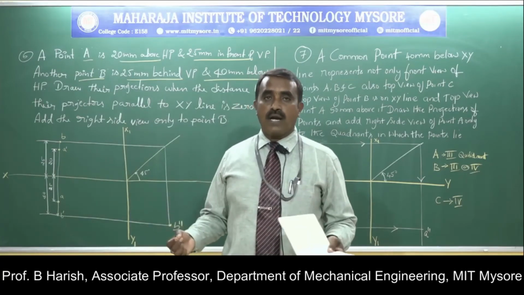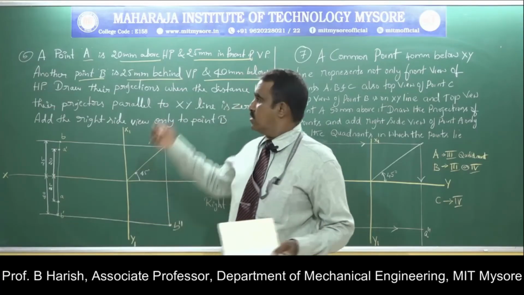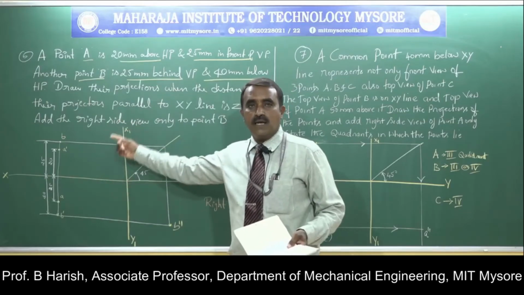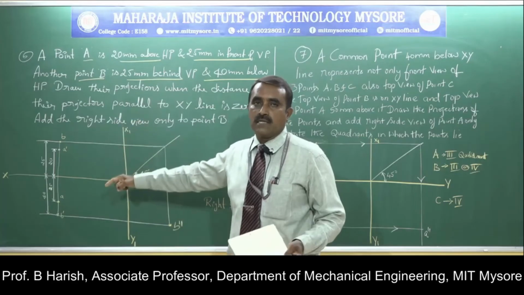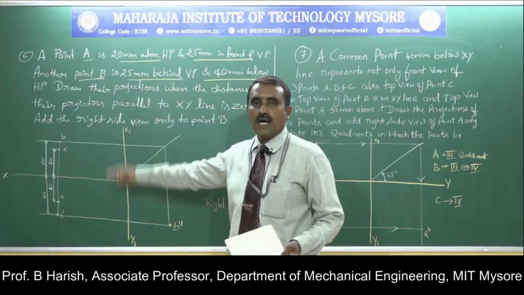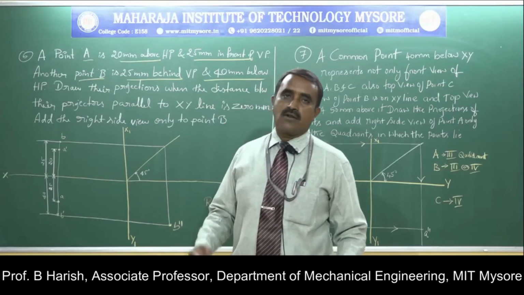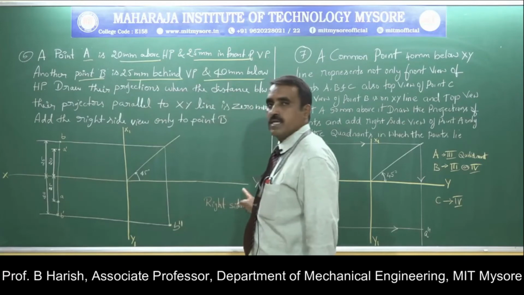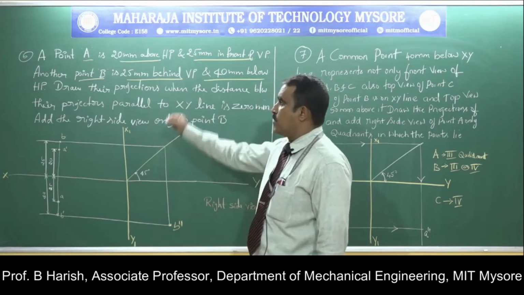Once we know the quadrant, we will know where the top view and the front view will be. For the first quadrant, the front view will be above the xy line and the top view below the xy line, whereas for the third quadrant it is reverse: the top view will be above and the front view below. Once you know this, you can start drawing the projections. First draw the xy line and then start drawing the projections of each individual point.